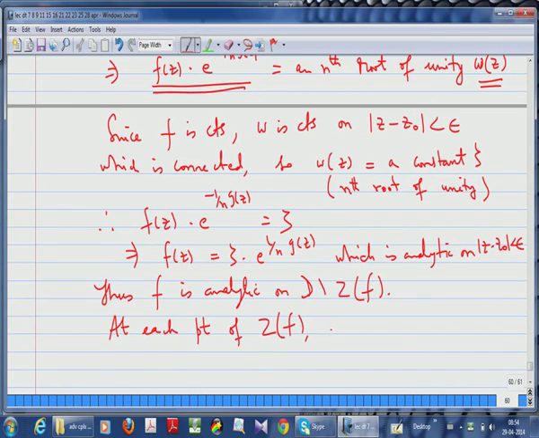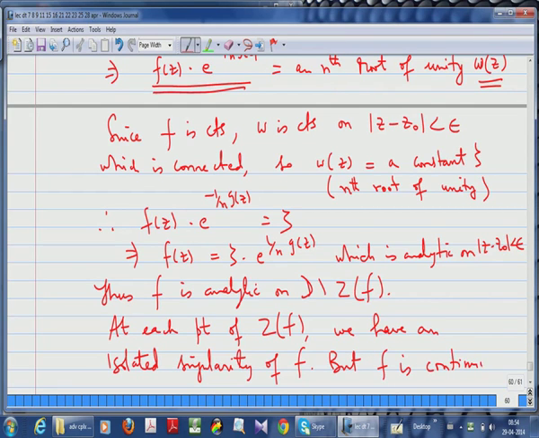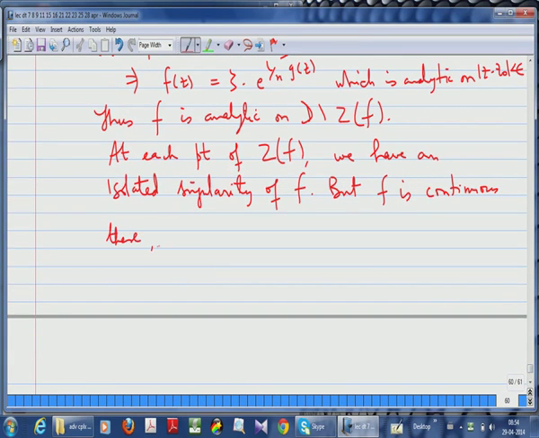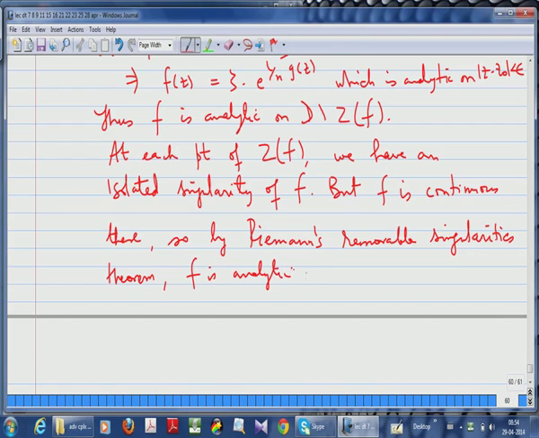At each point of Z of f, we have an isolated singularity of f, but f is continuous there. So by Riemann's removable singularities theorem, f is analytic. Thus f is analytic in D. Okay. So that is the proof that f is analytic.